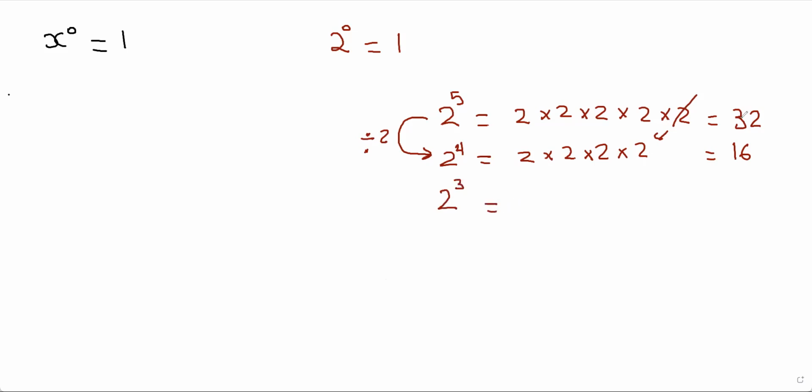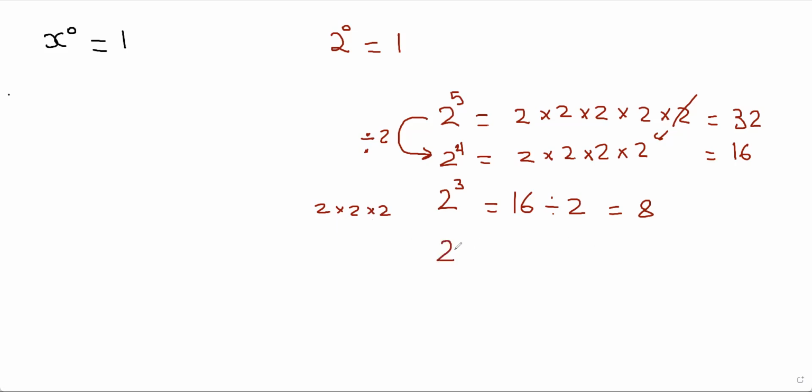Can we, with the same argument, say that since 32 divided by 2 gave me 16, to get from 2 to the power of 5 to 2 to the power of 4, now, can we say 2 to the power of 3 is 16 divided by 2 based on what we said here? And that will give us 8. Because 2 to the power of 3 is the same as 2 times 2 times 2. It's basically 3 2's multiplied by each other.